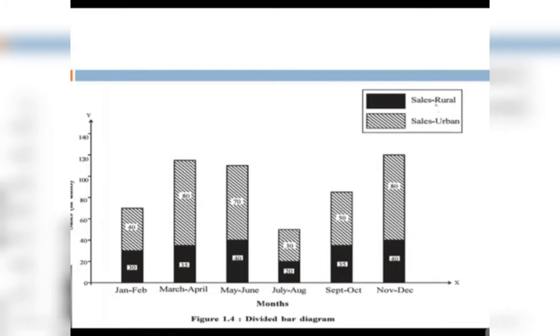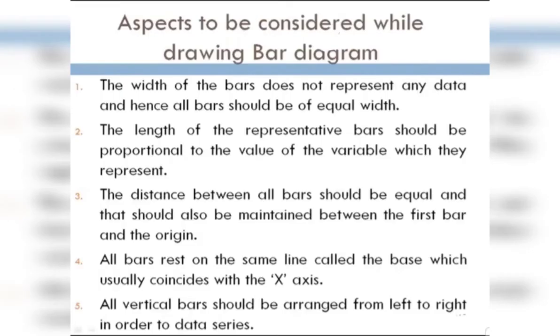Now the another topic will take related to this. The topic is aspects to be considered while drawing a bar diagram. You can see the following 5 points. Whenever we are drawing the bar diagram, you should keep in mind these 5 points. The first one is the same as what I told you earlier: the breadth of the bars does not represent any data, and hence all the bars should be of equal breadth. Whenever you are drawing, it must be with a proper scale and in a proper unit. The breadth must be equal.